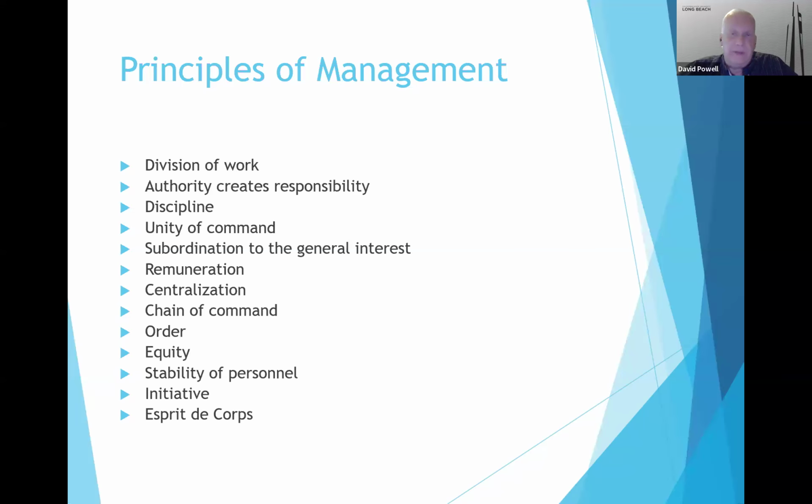The third one is discipline. So every manager needs to know how to discipline their employees to make sure their employees are being held in legal compliance. Unity of command. So our managers need to create and then foster this unity of command, so everyone knows to whom they are accountable. Again, straight out of Max Weber.